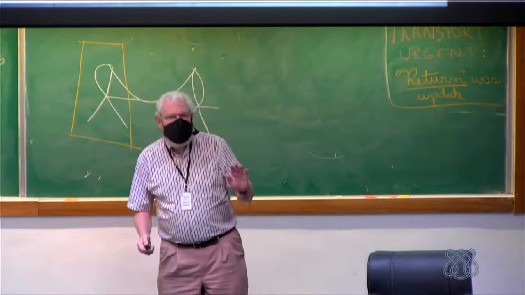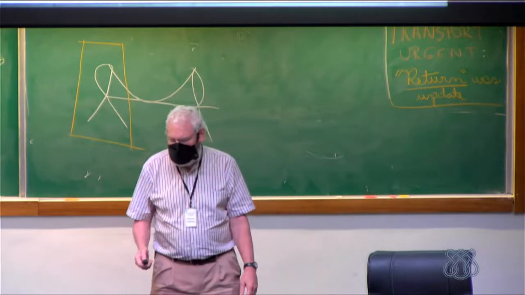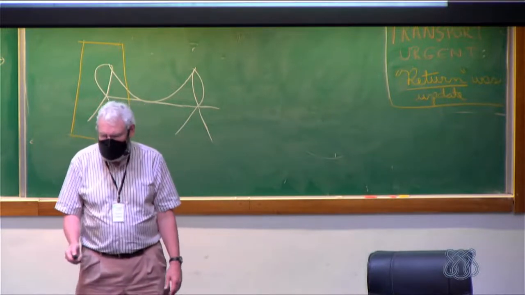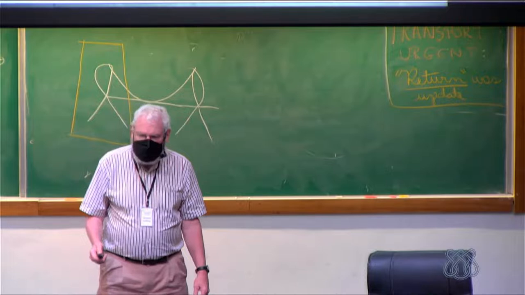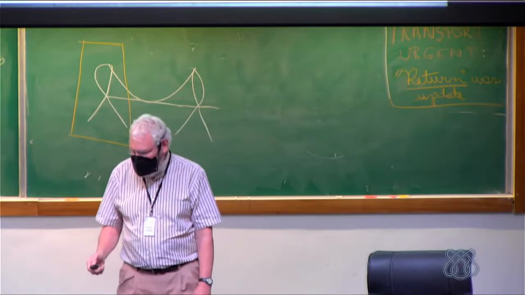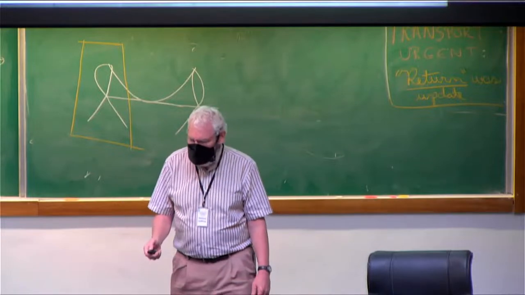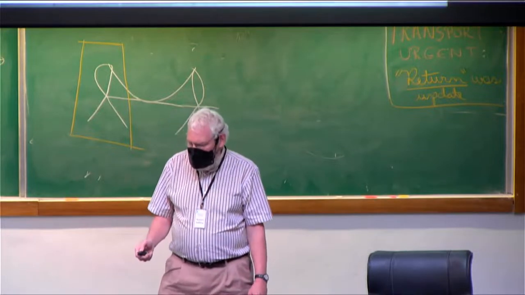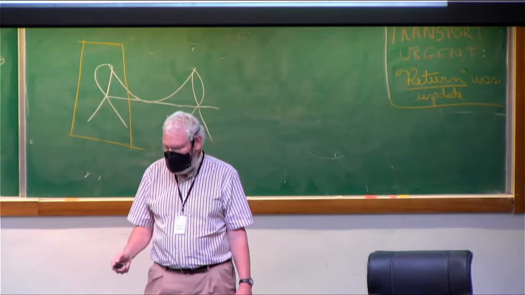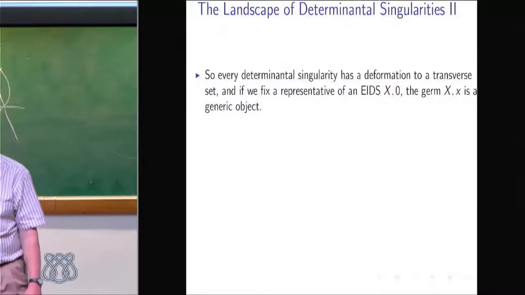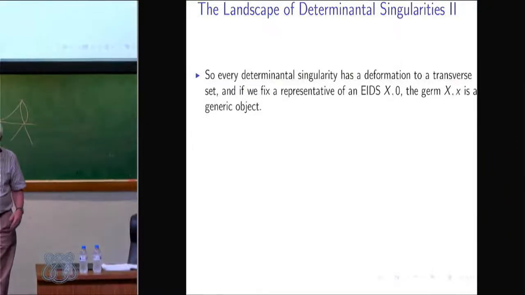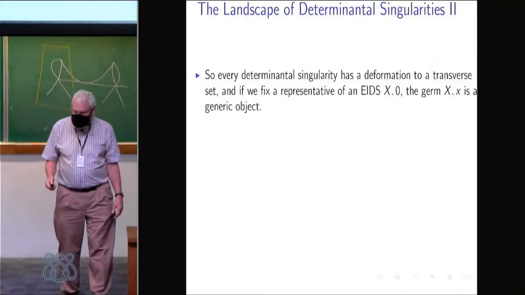If I have a one-parameter deformation such that the deformation is transverse to the rank stratification, we call that a stabilization, and the base it defines is called an essential smoothing. It may not be smooth, but it is a rigid object. And X tilde is called an essential smoothing family. So we see that every determinantal singularity has a deformation to a transverse set.